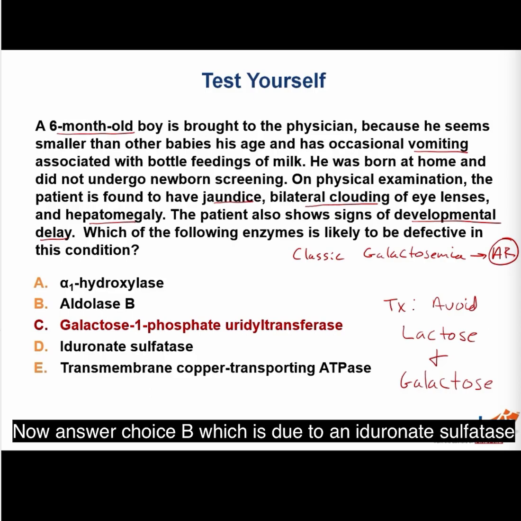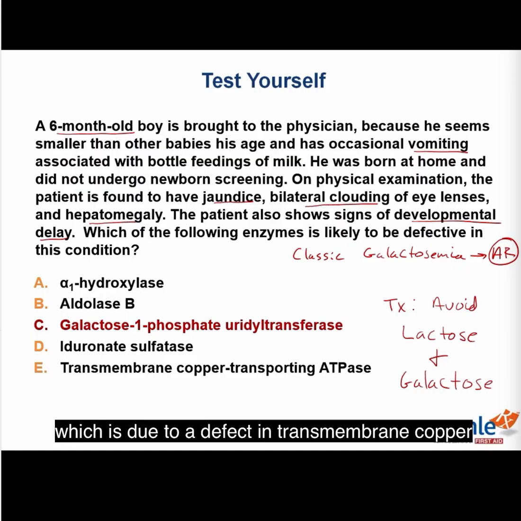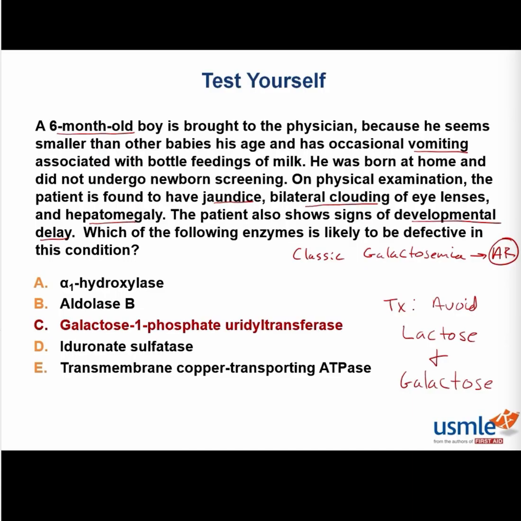Now answer choice D, which is due to an iduronate sulfatase defect, is seen in Hunter syndrome. And answer choice E, which is due to a defect in transmembrane copper transporting ATPase, is seen in Wilson's disease. Well, alright, that's going to wrap up galactose metabolism. See you in the next video.